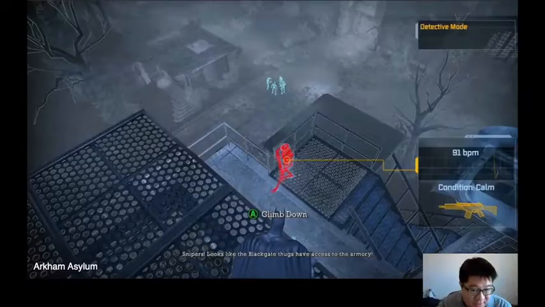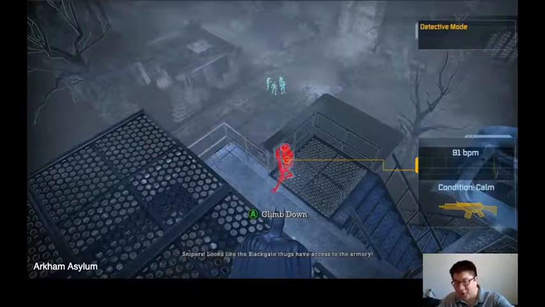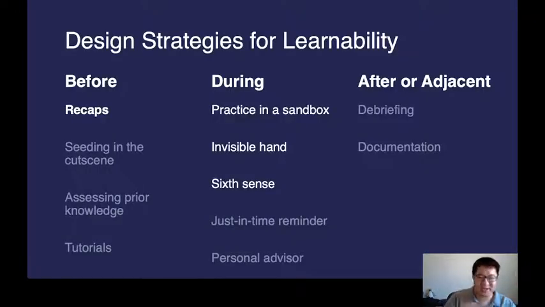Batman Arkham Asylum uses a very similar mechanic, but here it's called detective mode, which gives Batman superpowers. Here he can get X-ray vision to see a bad guy, his heart rate, and also the weapon that he's carrying. So these are design strategies that we saw during gameplay. I want to turn my attention now to a strategy that we saw before gameplay.